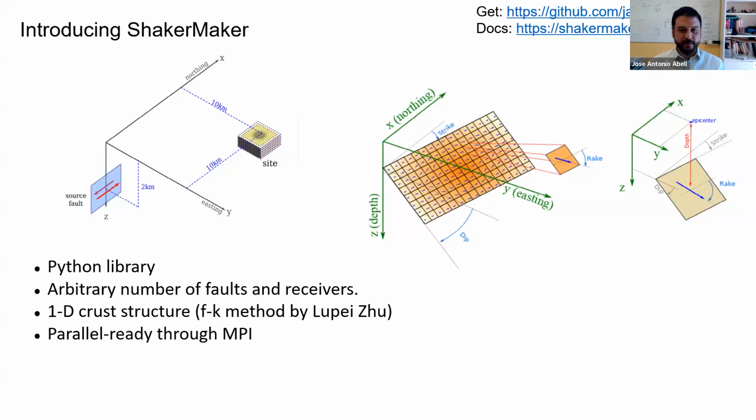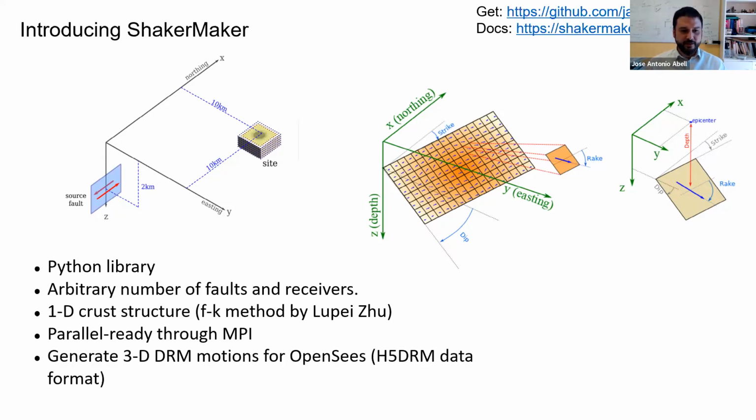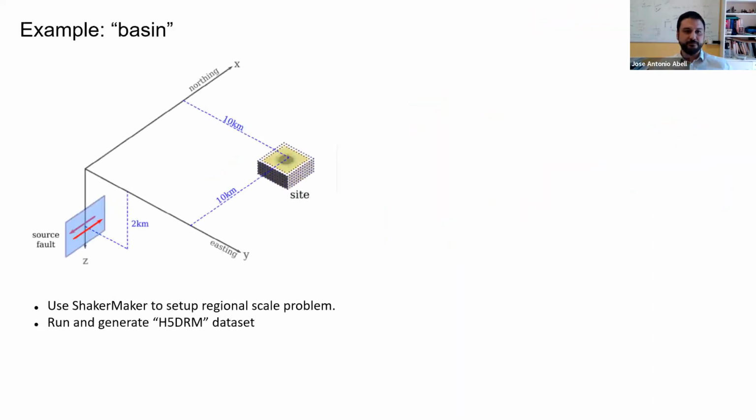Then it's ready to work in parallel. This could work perfectly over there at TACC, but it also works in my local cluster through MPI, so it scales. And you can generate 3D DRM motions for OpenSees directly using the H5DRM data format.